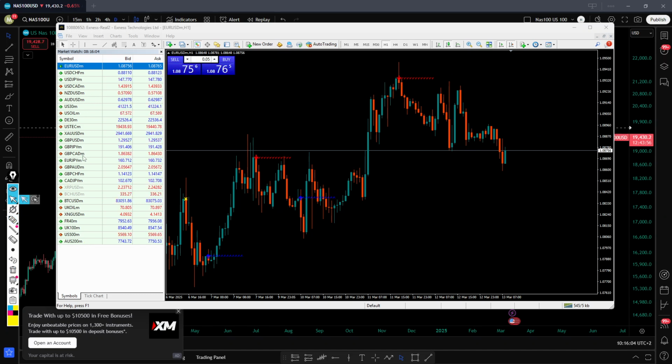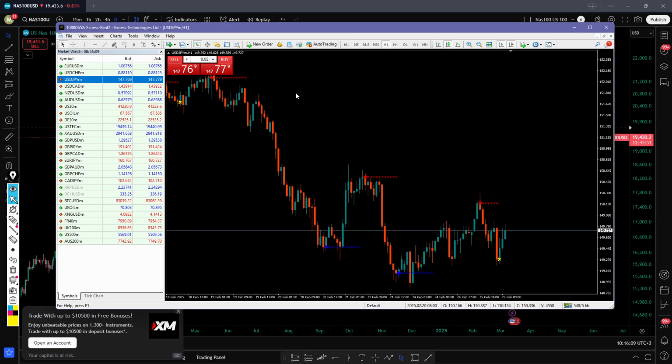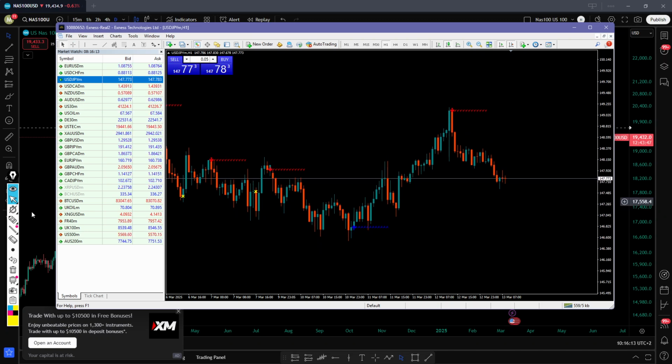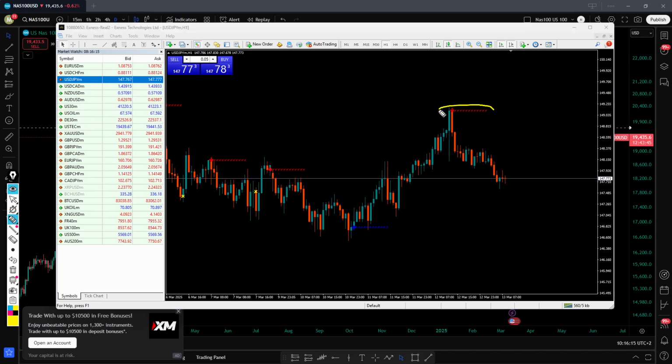I saw a trade yesterday, USD we were selling. So you can see this. I will be showing you that order or that structure that we took. You can see here market was going down very nice.